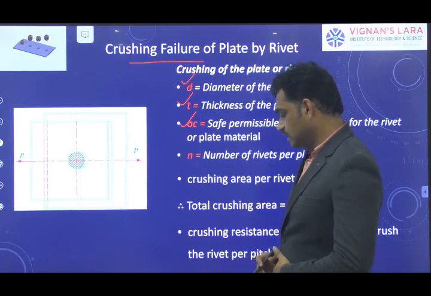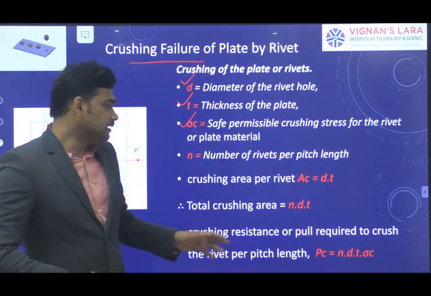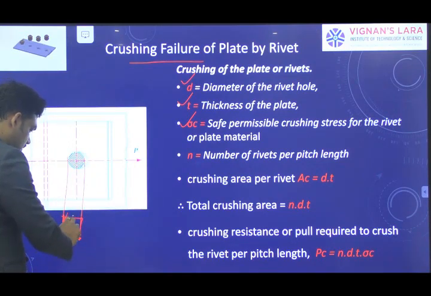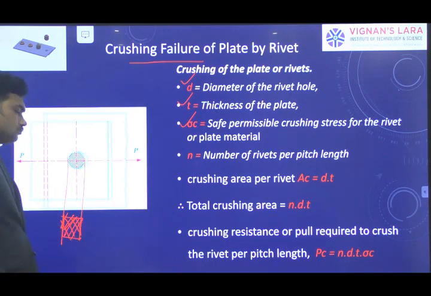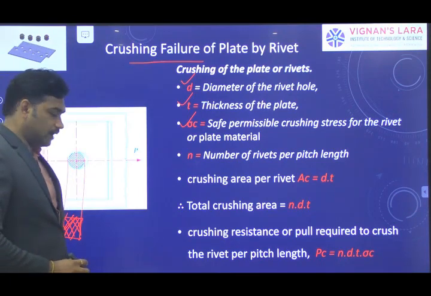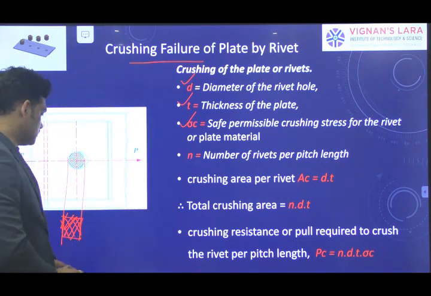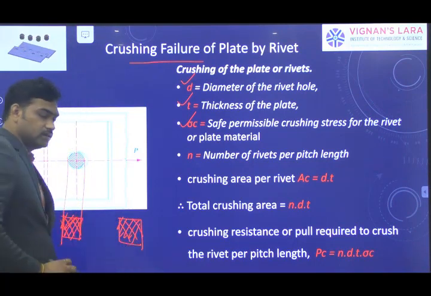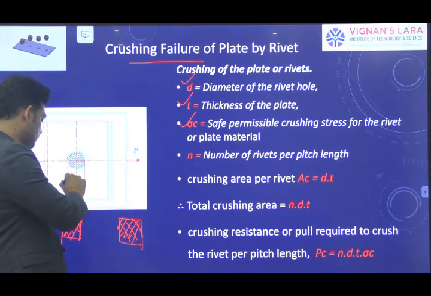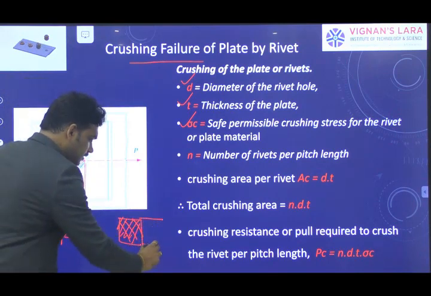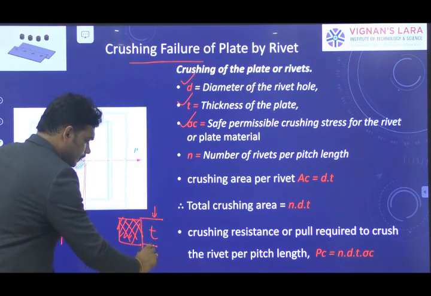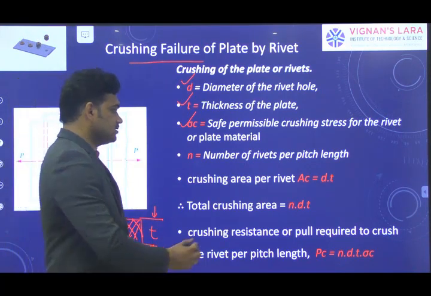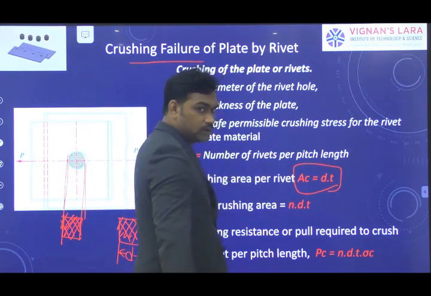So here the crushing area can be taken as D into T. Why? Because the crushing area is the region where the rivet and the plate are in contact. This is the surface area you need to take. This is the contact area, the bearing area between the rivet and the plate. Here the height of the rivet can be taken equal to the thickness of the plate, and the width of the rivet is equal to the diameter. So the crushing resisting area can be taken as D into T per pitch length.